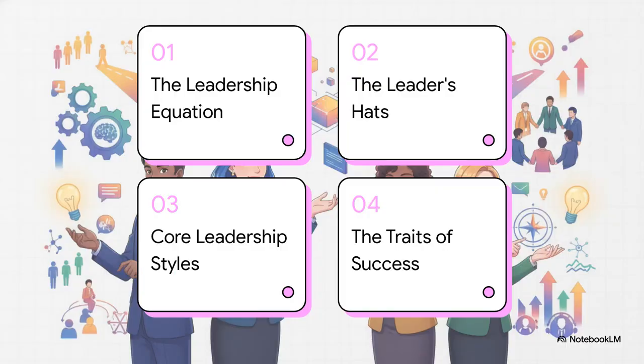Okay, let's dive into this. Here is our structured roadmap for the explainer today. First up, we'll decode the mathematical leadership equation. Second, we're going to look at the many hats a leader has to wear. Third, we'll evaluate the 3 core leadership styles. And finally, we'll distill the traits of success. Short, logical, and to the point.